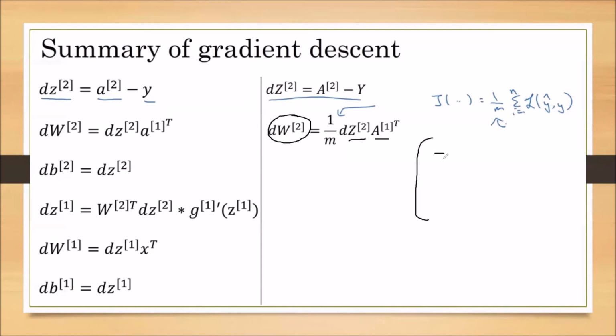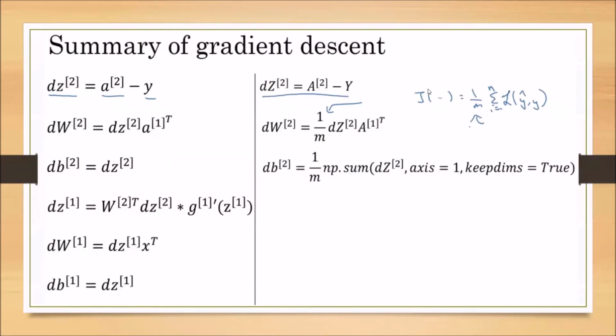A1 is a matrix in which the number of rows is the number of activation units and the number of columns is the number of training samples we are giving. Why are we writing 1 by M? We want to find the average. That's why we are writing the M. Next, dB. For dB, directly from dZ, we can find the sum.